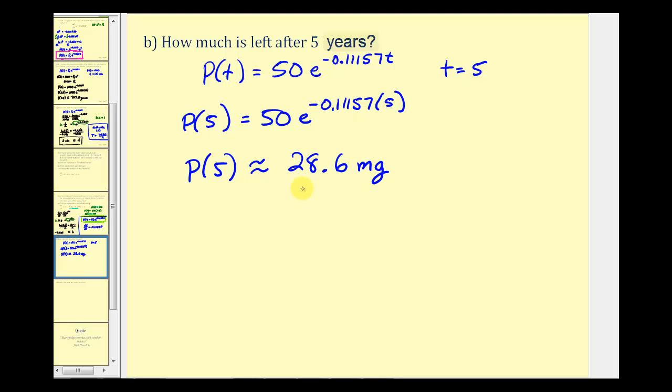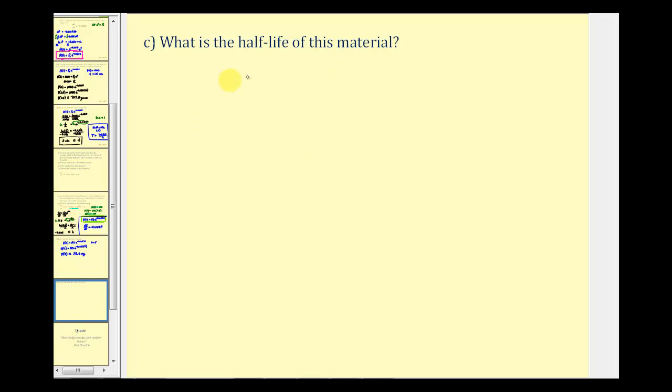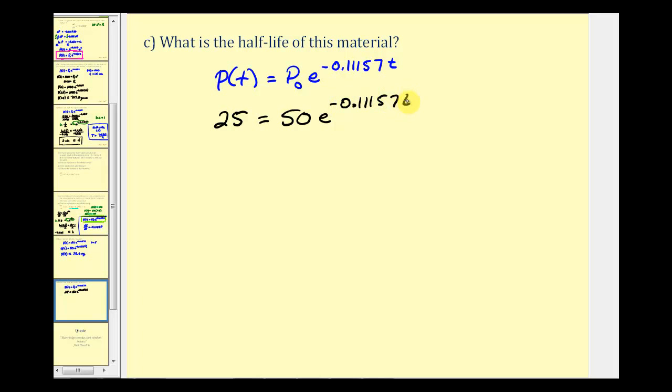And then for the last question, they want us to find the half-life of this material, which is the time it takes for half of the material to decay or decompose. So using our exponential function, we could start with any initial amount. Let's go ahead and keep it consistent and use 50 for P sub 0. Well, half of 50 would be 25. So to find the half-life, we need to solve the equation 25 equals 50 times e raised to the power of negative 0.11157 times t. So to do this, we'll first divide by 50 to isolate the exponential part.